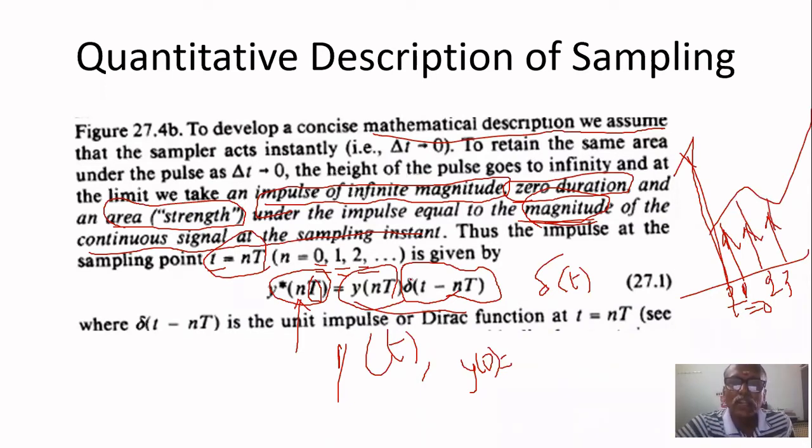So del of t minus nT. The delay is nT. If n equals 0, no delay. n equals 1 means here. n equals 2 means delay by 2 sampling periods. Like that. So del of t minus nT means delayed unit impulses, or Dirac function. It may be called a Dirac function.